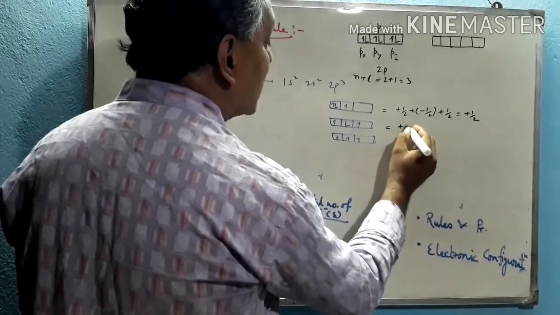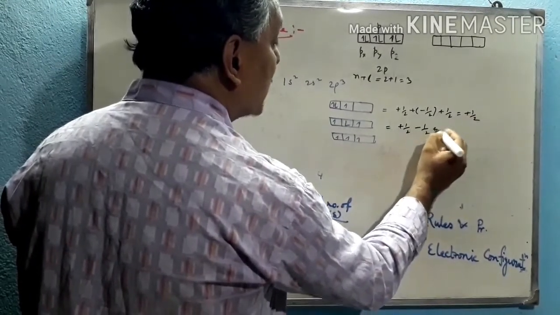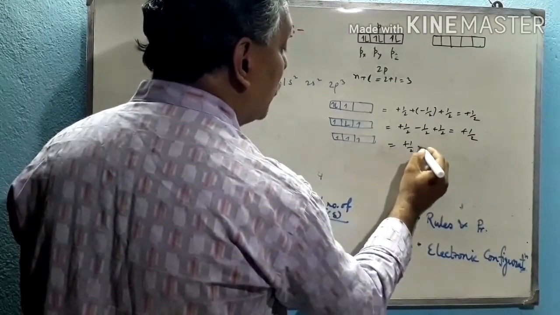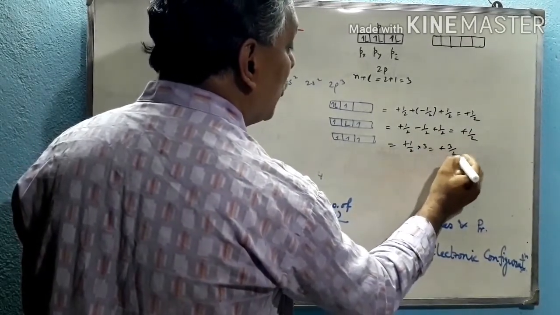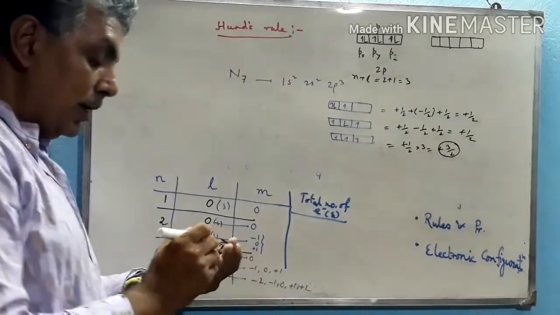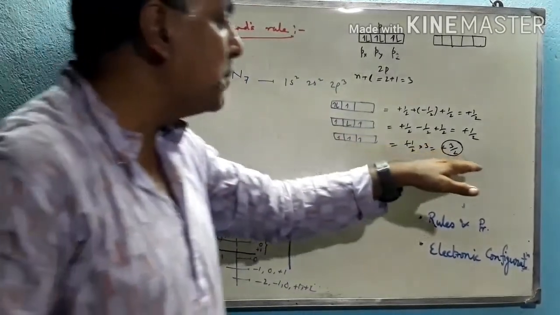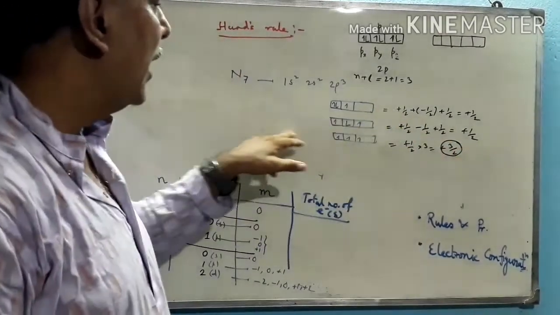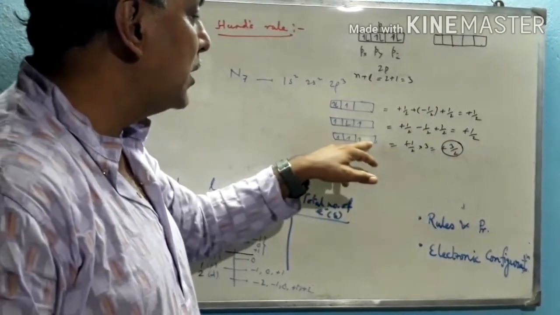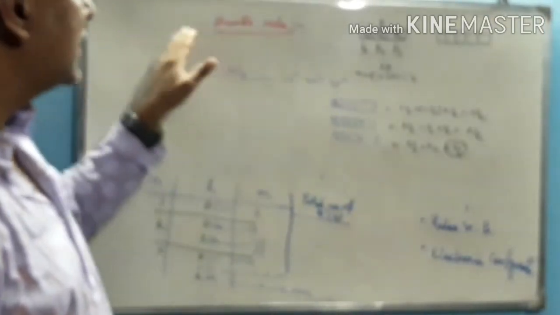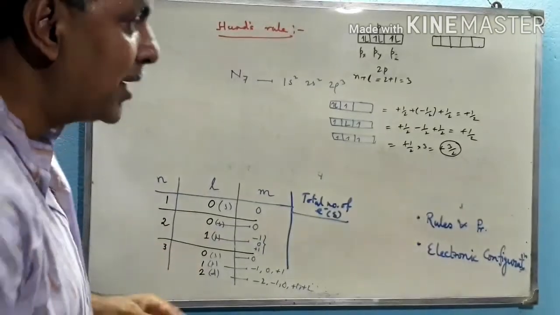Here also plus half, minus half, plus half, plus half. But for this, plus half into 3. That means 3 by 2. This is the maximum. So that arrangement is according to Hund's rule, which has the maximum spin multiplicity value. So it fills up orbitals singly occupied with parallel spin and then pairs up with the opposite spin. So this is Hund's rule of maximum spin multiplicity.